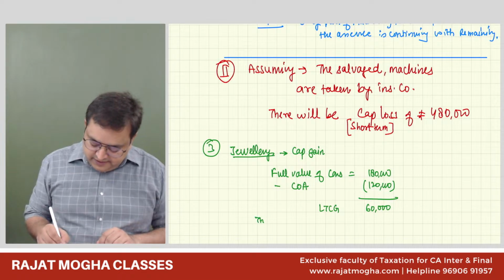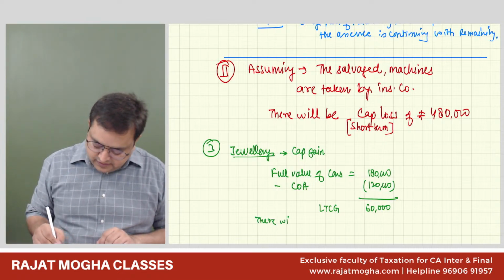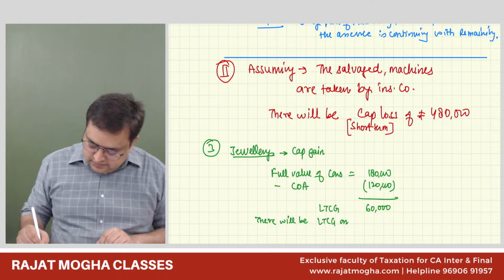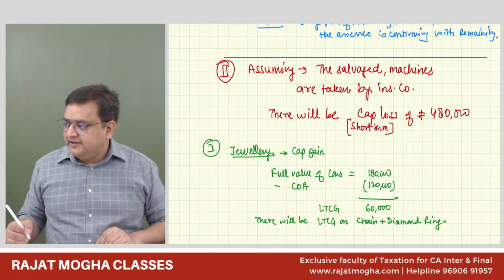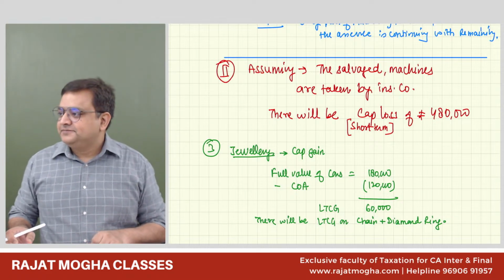So there will be long-term capital gain on that gold chain and diamond ring. This is what examiners are expecting from you. Everybody understood it?